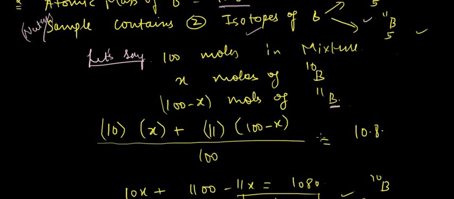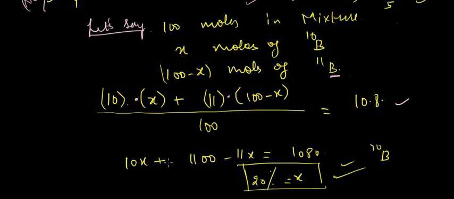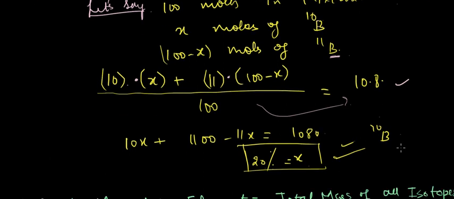So we have to calculate the value of X, wherein the atomic weight of boron 10 would be 10 multiplied by the number of moles of B10, which is X, plus the atomic weight of boron 11, which is 11, multiplied by the number of moles of B11, which is 100 minus X, upon the total moles of the mixture, which is 100. It gives 10.8. So just simplifying it, 10X plus 1100 minus 11X, cross multiplied with 10.8, gives 1080. So X comes out to be 20, or in other words we can say that the moles of B10 found in the mixture were 20.